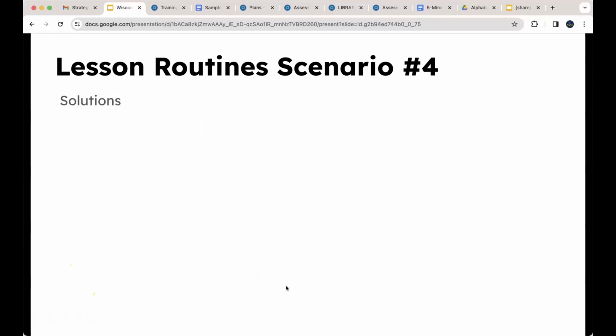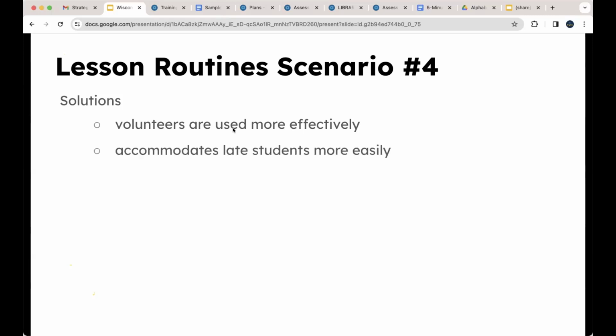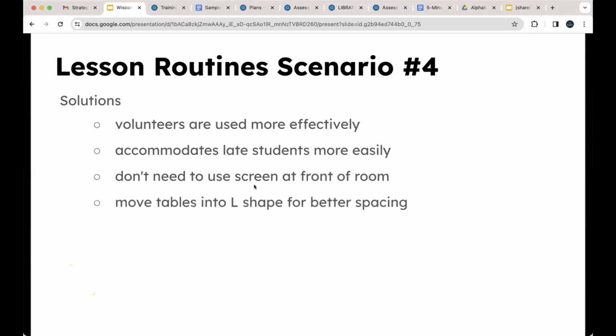So this routine has helped to solve some of those challenges. We're using the volunteers more effectively. Before, the volunteers were doing a lot of sitting and listening. In this routine, the volunteers are being much more interactive with the students. It accommodates late students more easily. We don't need to use the screen at the front of the room for the full 2 hours.